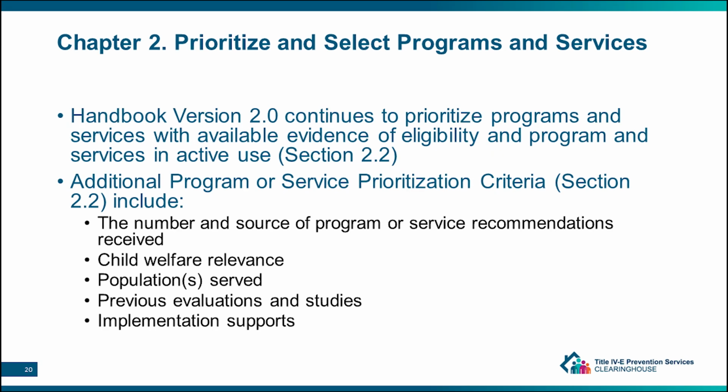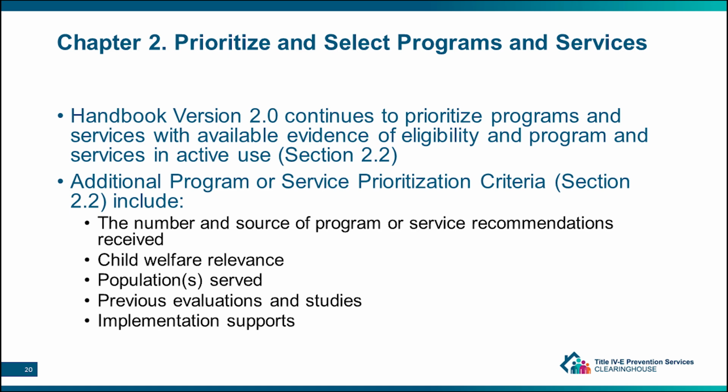For revisions and clarifications to program or service prioritization criteria, Section 2.2, there remains a high volume of potentially eligible programs and services identified for review. As a result, the Prevention Services Clearinghouse must continue to prioritize programs and services for review. The Handbook version 2.0 continues to prioritize programs and services with available evidence of eligibility and programs and services in active use, Section 2.2. Additional program or service prioritization criteria, also in Section 2.2, were informed by recommendations from public comments and consultation with experts.